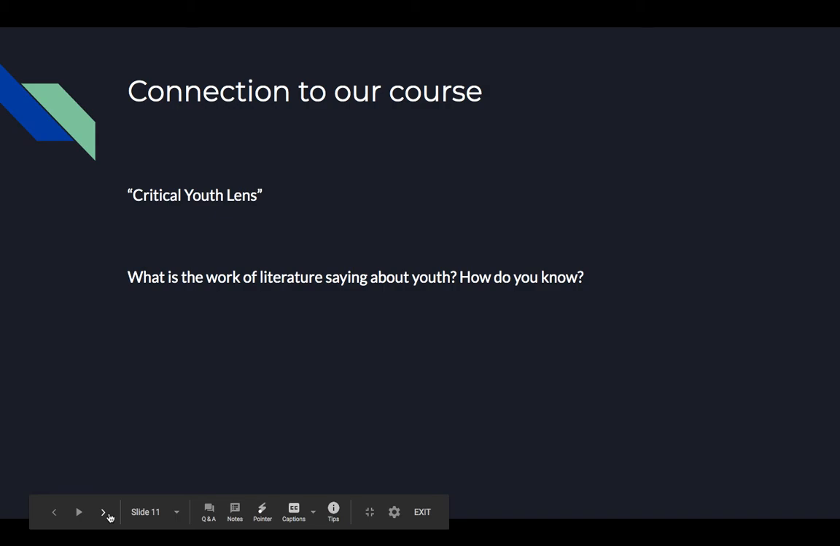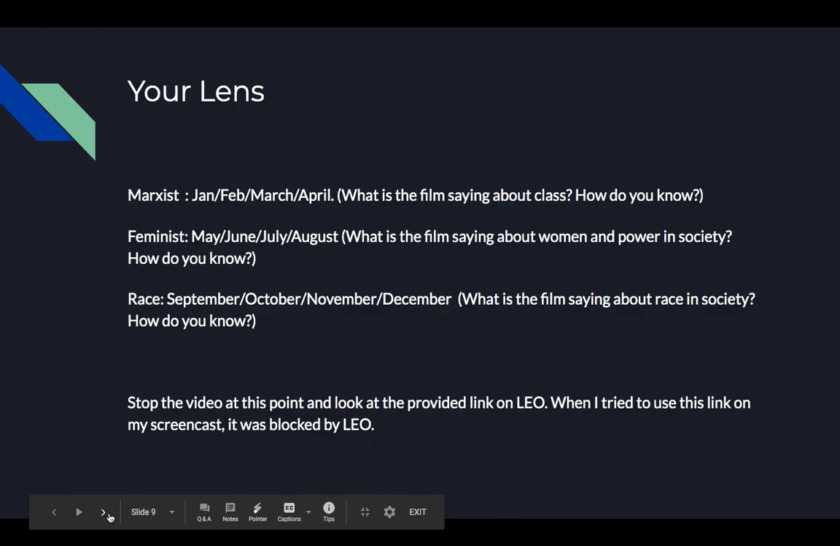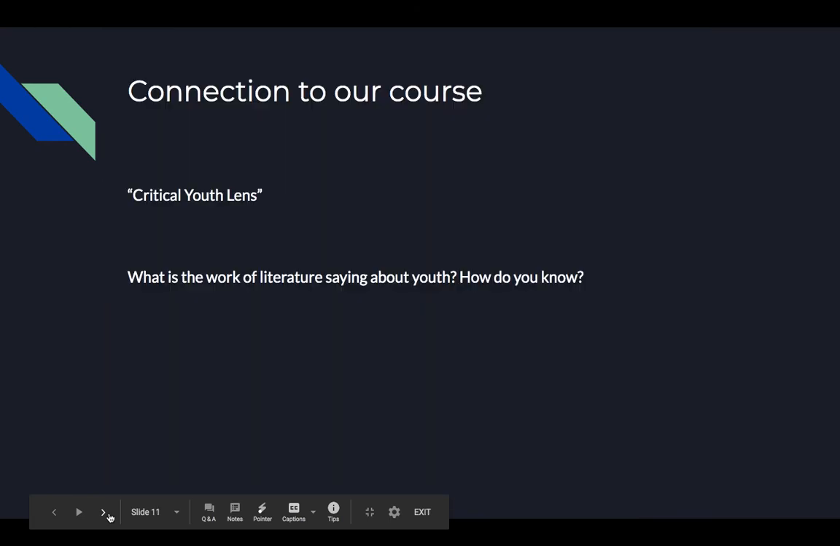So when you're thinking about this critical lens, one of the critical lenses that the authors have been arguing we can add would be this youth lens. When you have the Marxist lens, the feminist lens, or the race lens, there's also the idea that you can put in this youth lens.